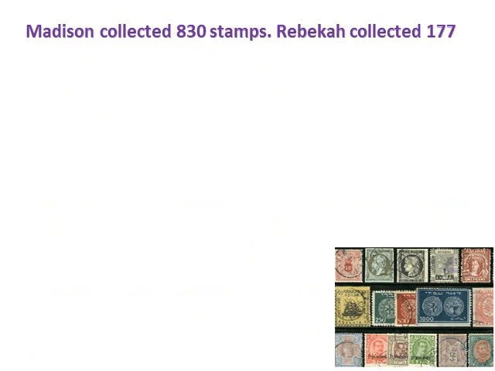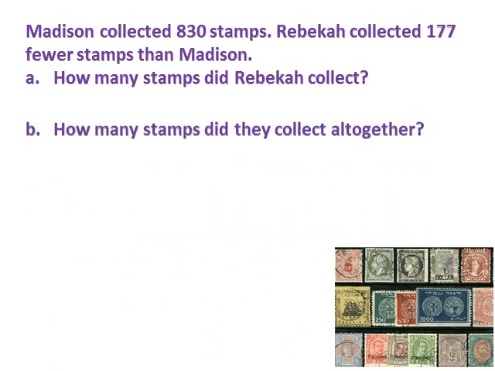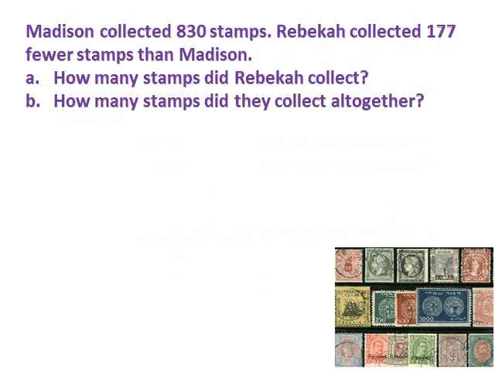Now let's talk about stamps. Madison collected 830 stamps. Rebecca collected 177 fewer stamps than Madison. Here's the first question: how many stamps did Rebecca collect? And there's another question: how many stamps did they collect altogether?